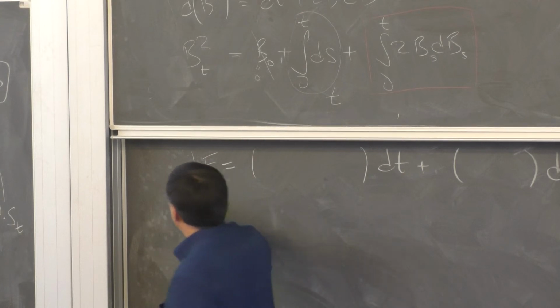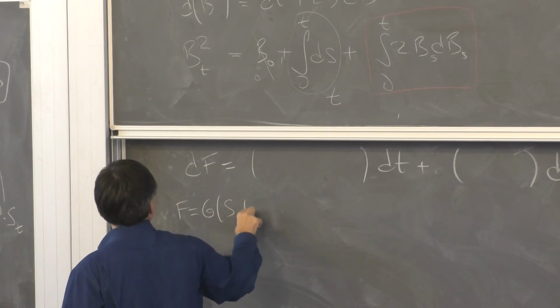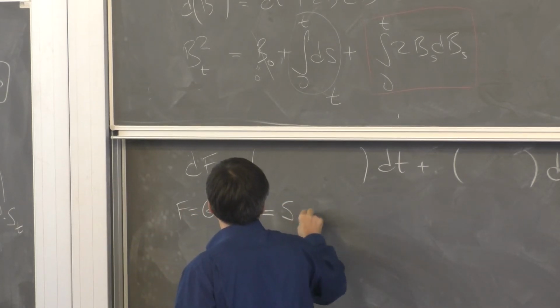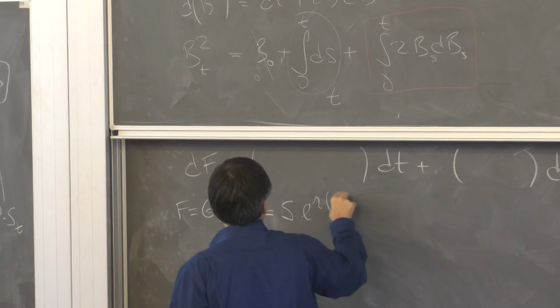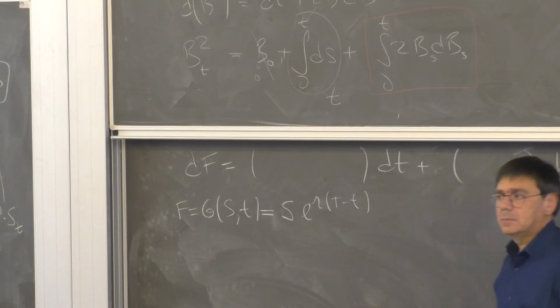So let's see. What is f? F is a function g of s and t. Which function of s and t? It's going to be s times e to the r t minus t.